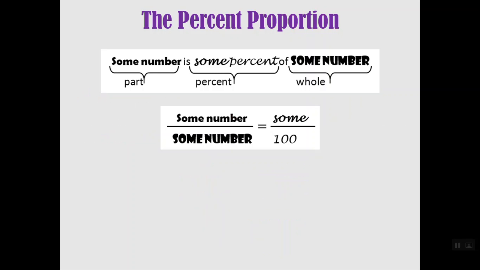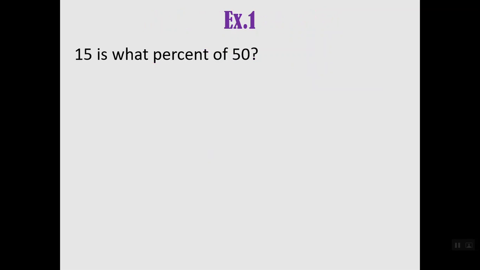Here's another way of looking at it, and you can see the fonts in here correlate with my sentence. Some number, the part, is some percent, the percent, of some number, the whole. So you can see the part is in the numerator, the whole is in the denominator, and then the percent is the other ratio. All right, let's try some problems.